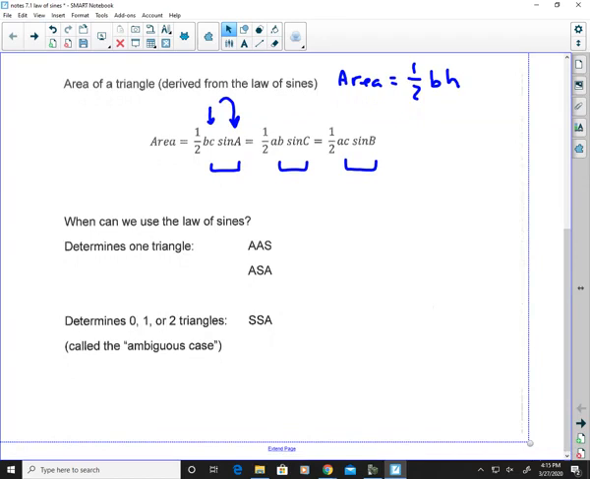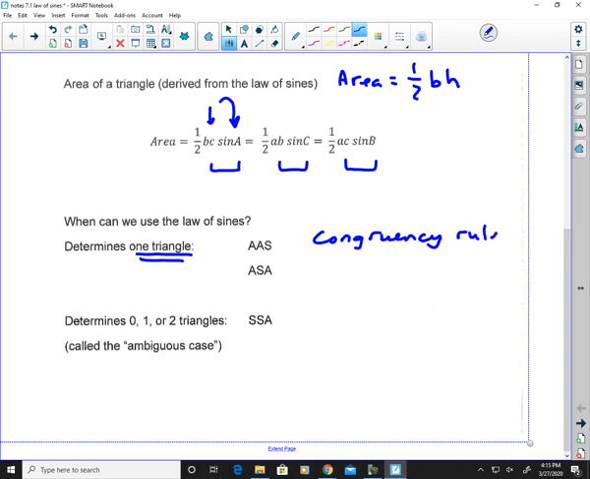Okay, when can we use law of sines to determine a triangle and to solve for all the angles and all the sides? We can use law of sines if we have angle, side, angle, and those will determine one triangle, and that's because they are congruency rules from geometry class. Those prove congruency.